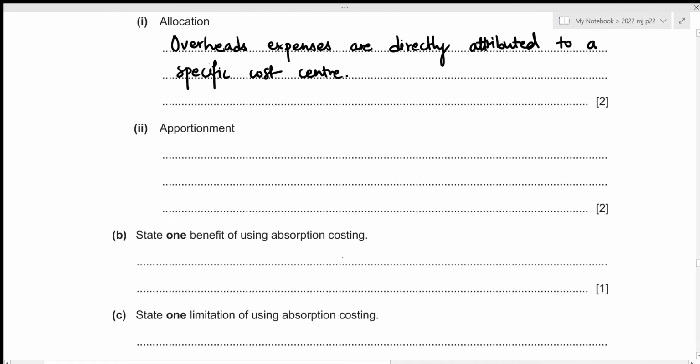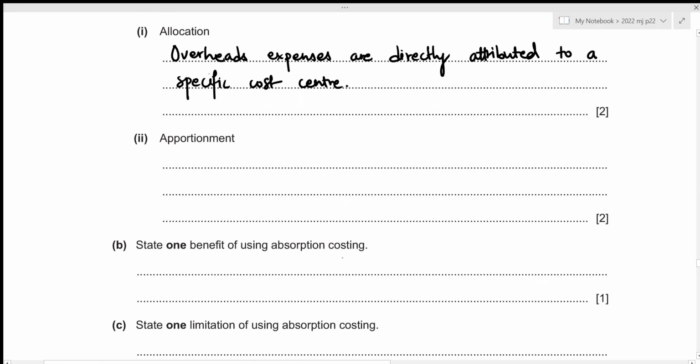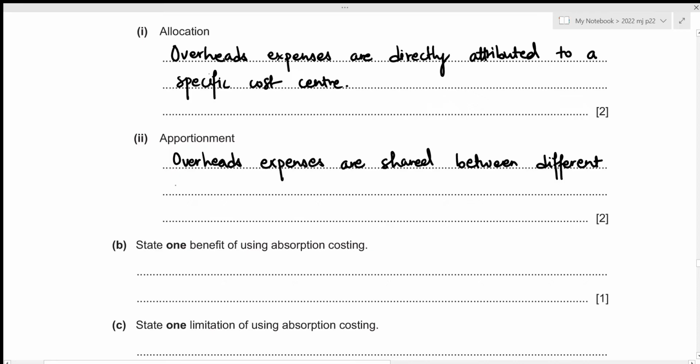Then the second one is apportionment. So whenever we apportion the overheads, it means that those overheads are shared between different departments on a suitable basis. Let's write it down. Overheads expenses are shared between different departments by using a suitable basis.